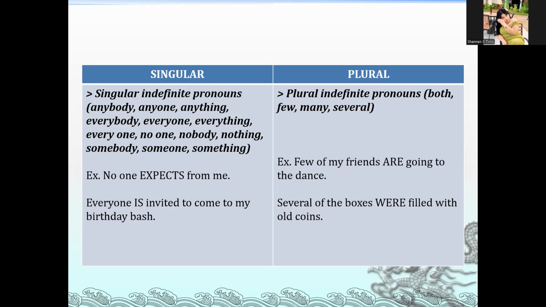Okay? No one expects from me. Everyone is invited to come to my birthday bash. Okay, try to make a sentence. Nothing beats a Jet 2 holiday. Nothing beats. O, di ba yung beats, singular siya kasi may S. Ano ba? Someone is knocking on my door. Something smells fishy. Ano ibig sabihin nun?